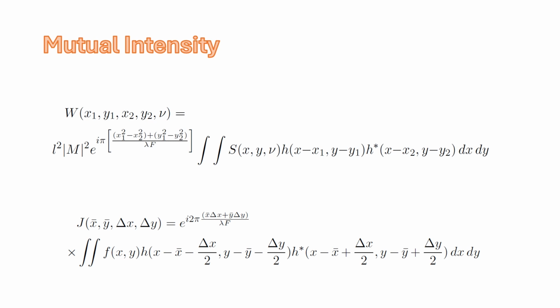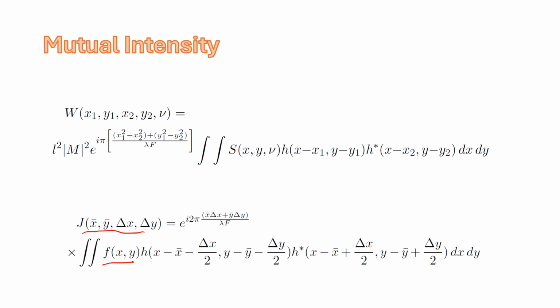Now we'll change variables as well. Instead of x1, x2, we'll use the x bar, delta x variables, where x bar is x1 plus x2 over 2, and delta x is x1 minus x2. And in those variables, this transformation between the remote emittance of the source and the mutual intensity in the focal volume, or in the focal plane, takes this form.